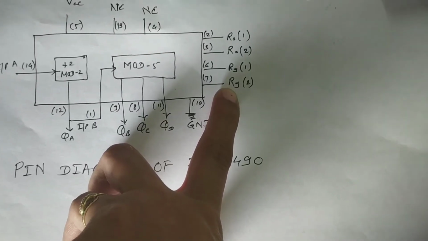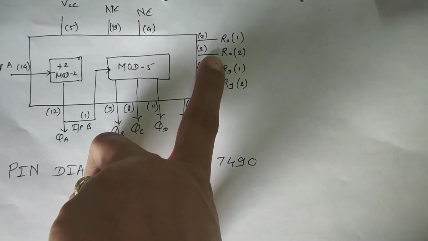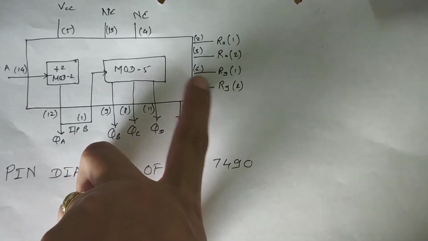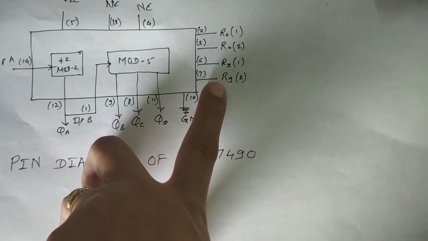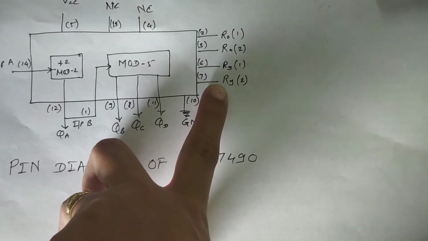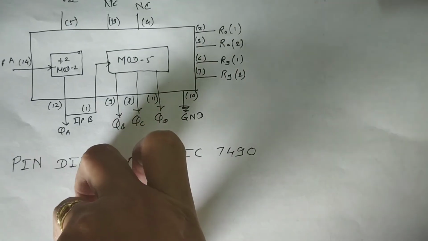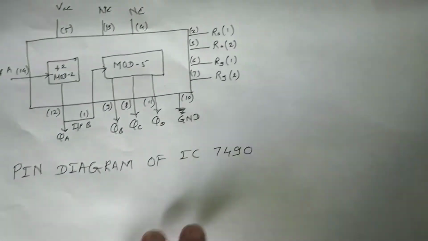Or the third condition is what? If any one of the pins from R01 and R02 and any one of the pins from R91 and R92 is set to high, then that time counting is done, right? So that is the pin diagram of your IC 7490.